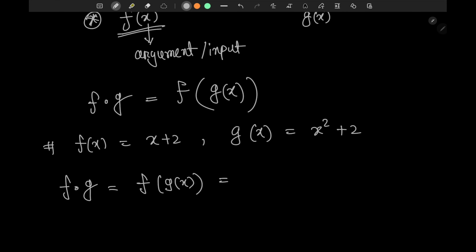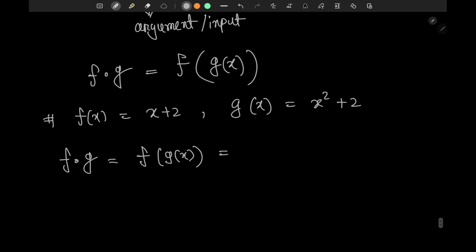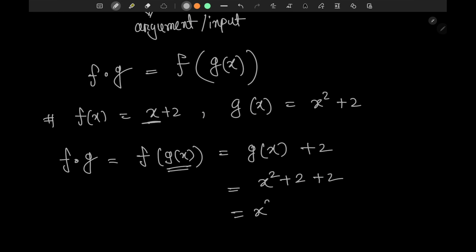So notice what g of x is. It's x squared plus 2, okay? But let me just break it down so that you can understand. So instead of x right now, you're gonna use g of x. So you write g of x plus 2. But what is g of x? It's x squared plus 2. So this is x squared plus 2 plus 2, which is x squared plus 4. So this is your f of g.